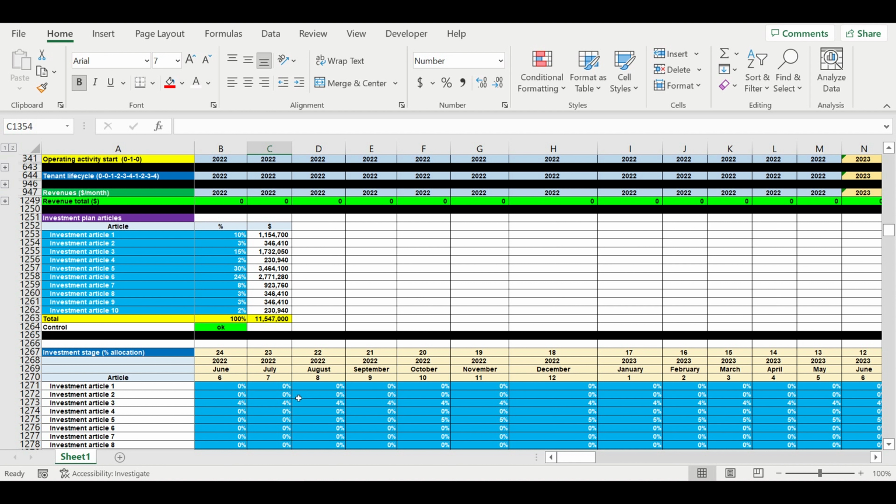Today we'll continue with creation of a financial model of an apartment complex, and today we'll be talking about fixed costs. What is interesting about fixed costs?